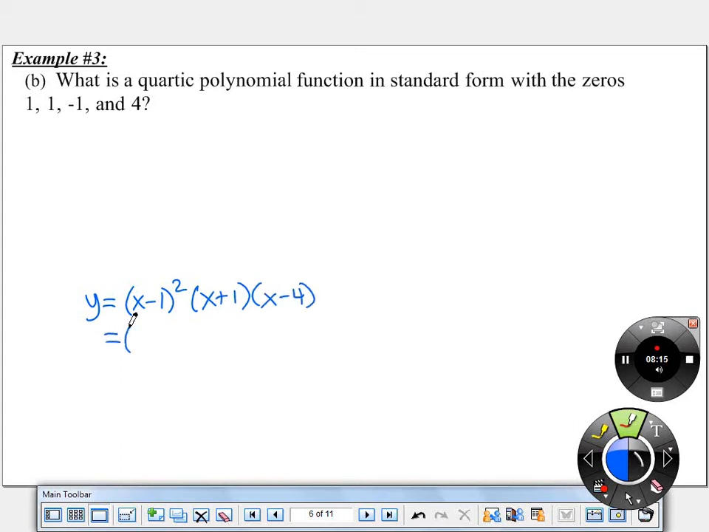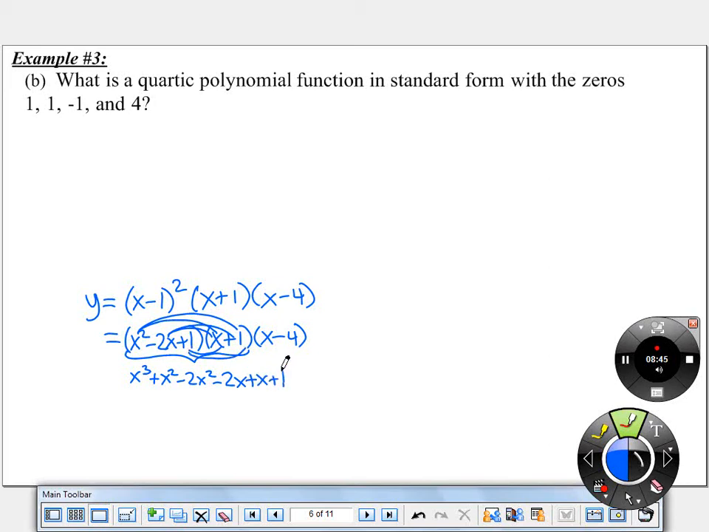So x minus 1 squared would be x squared minus 2x plus 1. If you don't know how this is happening, go off on the side of your paper and do x minus 1 times x minus 1. We're then going to multiply that times x plus 1 and then times x minus 4. Okay, so I'm just going to go ahead and keep going. So I'm going to get x cubed plus x squared minus 2x squared minus 2x plus x plus 1. I'm going to go ahead and combine like terms before I start multiplying that with x minus 4. So I have x cubed minus x squared minus x plus 1.